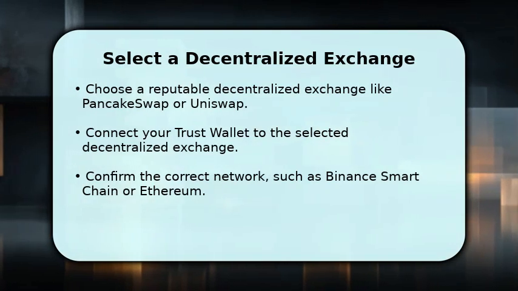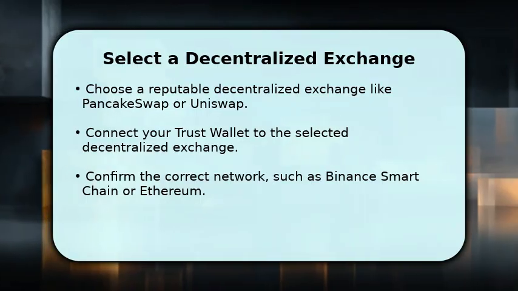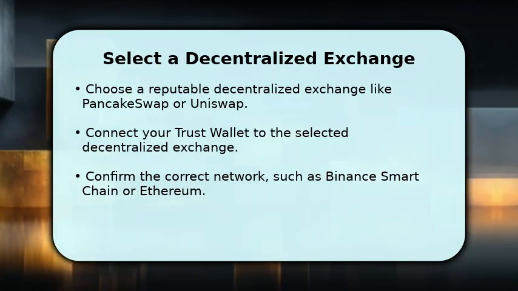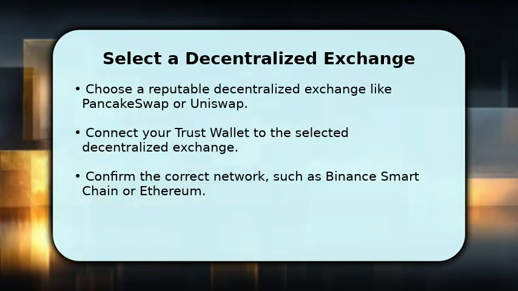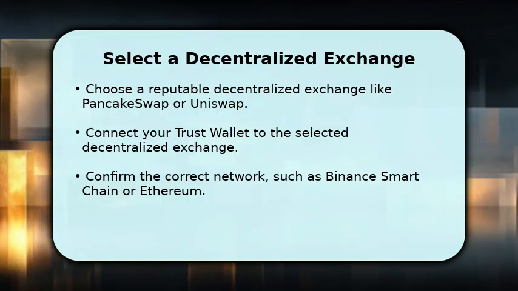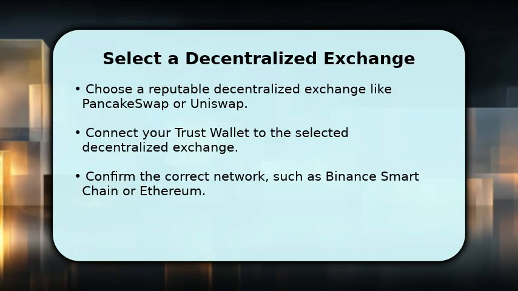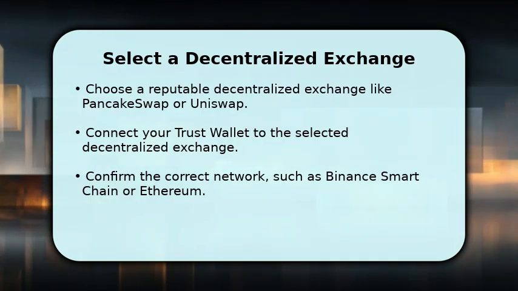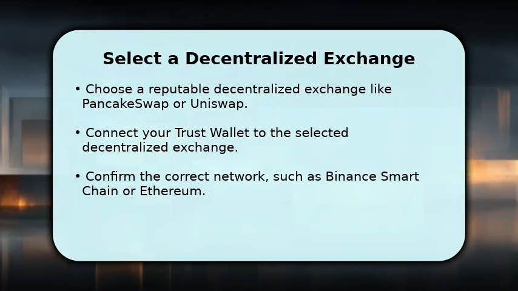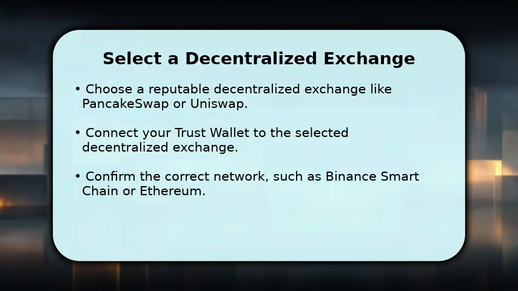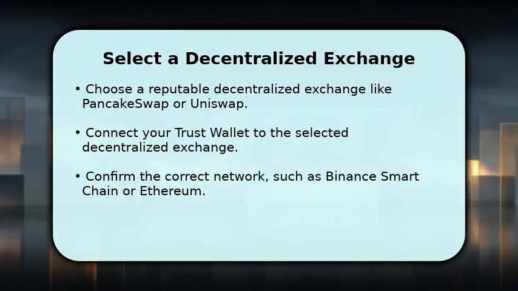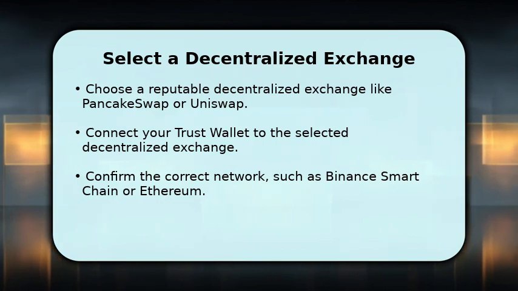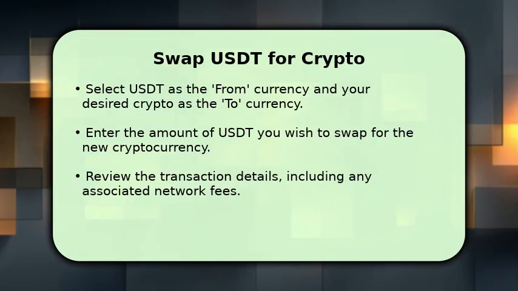Next, you'll need to select a reliable decentralized exchange, often called a DEX. Popular choices include PancakeSwap for Binance Smart Chain or Uniswap for the Ethereum network. Once you've chosen, connect your Trust Wallet to the exchange. This usually involves a simple tap to confirm the connection. Always double-check that you are on the correct blockchain network, whether it's Binance Smart Chain, Ethereum, or another, to avoid any issues. Now it's time to initiate the swap.